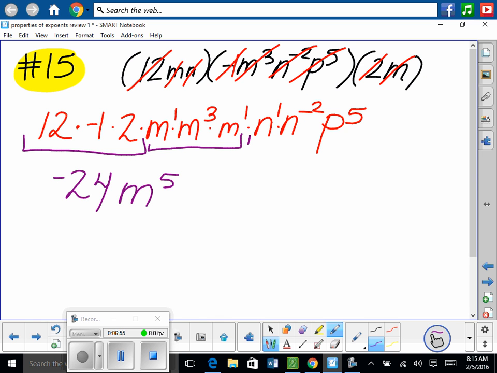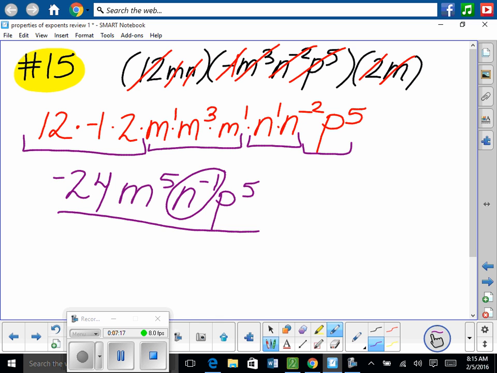And then right here we have base n's. We're multiplying, so we add our exponents. N to the 1 plus negative 2. Negative 1. So we have n to the negative 1, and then we have a p to the 5th. Now you would look. My answer cannot contain negative exponents. Negative numbers are okay, but negative exponents are not. We have to fix them. So we draw our line, we flip anything with a negative exponent over a fraction, but then it becomes positive.